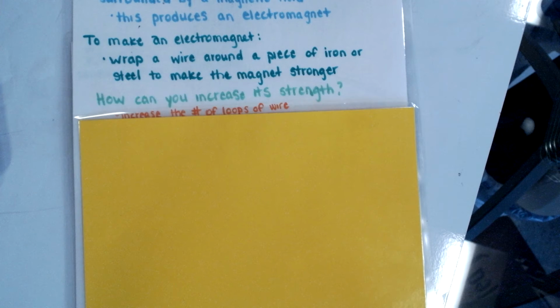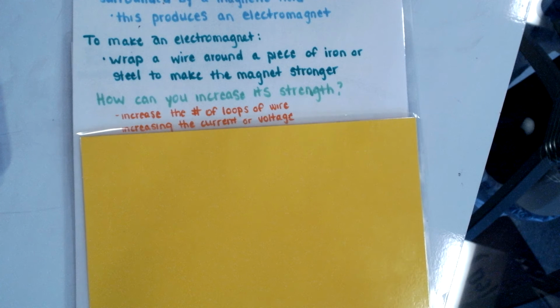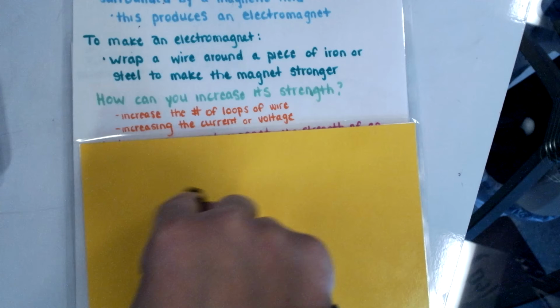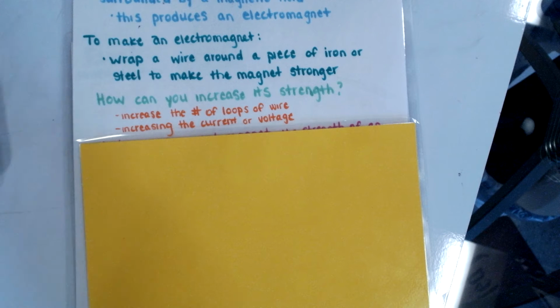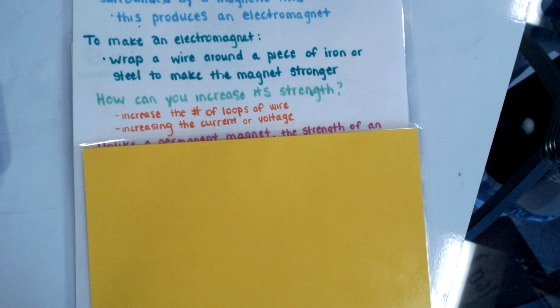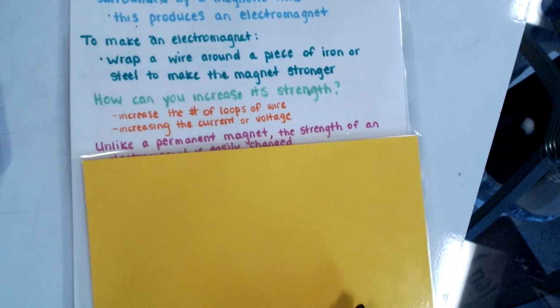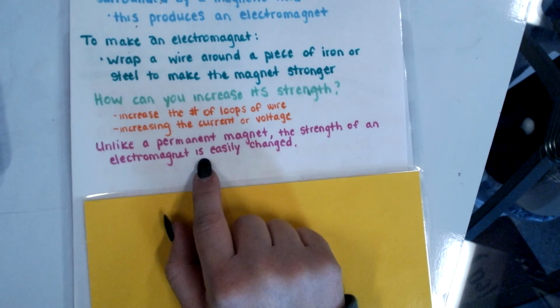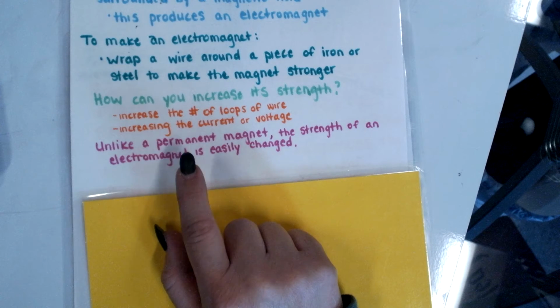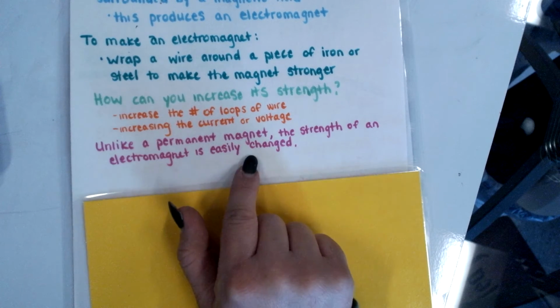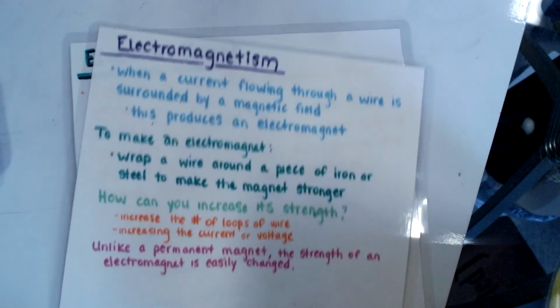So to make an electromagnet, you wrap a wire around a piece of iron or steel to make the magnet stronger. And how can you increase its strength? You increase the number of loops that wire is going around. So this increases the current, or you increase the current or the voltage. Now, unlike a permanent magnet, the strength of an electromagnet is easily changed. So that's a little bit of information on that, guys.